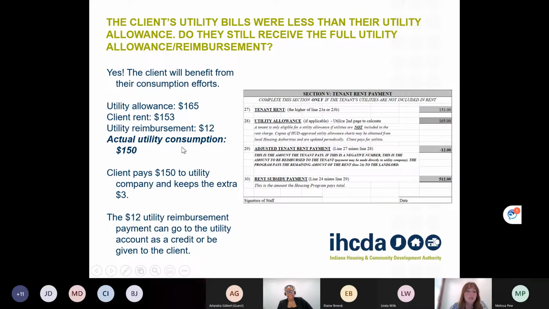They would also still be entitled to the $12 utility reimbursement from the program. So that could be paid directly to the utility company and go onto their account as a credit, or it could be given to the client directly.